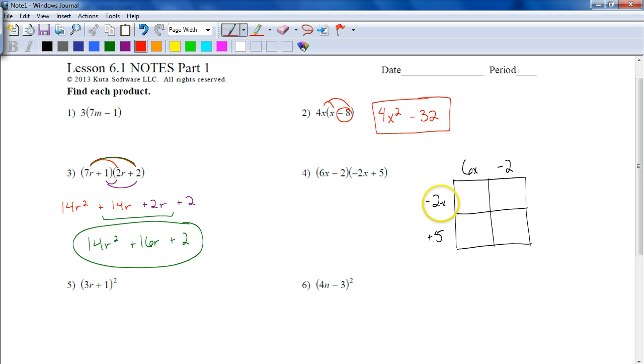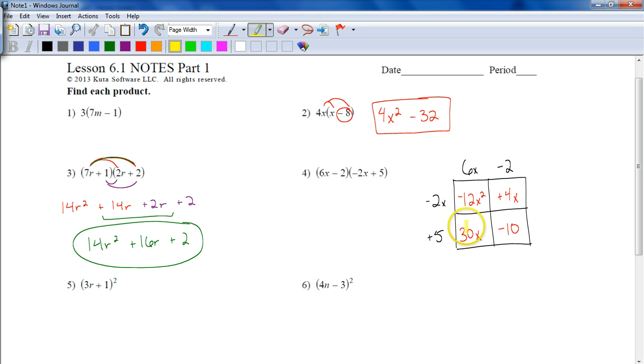Now what we're going to do is multiply numbers together to fill in these squares. So to fill in this first square, I would take negative 2x times 6x, which is negative 12x squared. To fill in the next box, I take negative 2x times negative 2, well that's a positive 4x. 5 times 6x, well that's 30x. And 5 times negative 2 is negative 10.